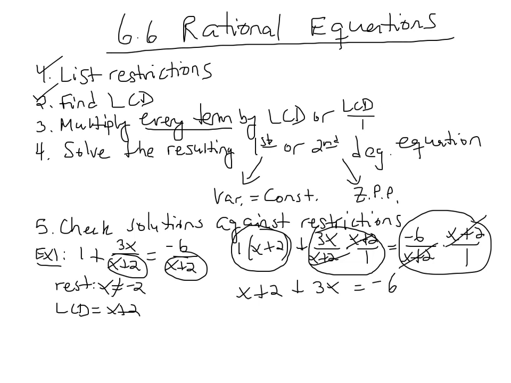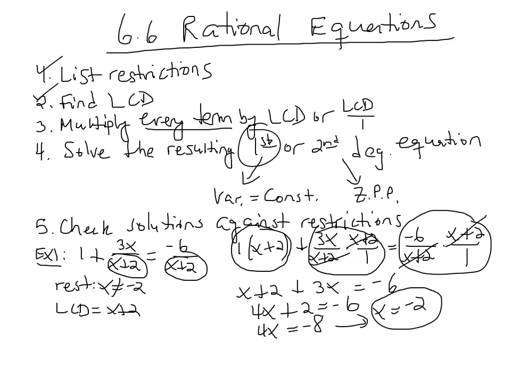We see we have a first degree equation. So we're going to get our variables all together here. 4x plus 2 equals -6. We'll subtract 2 from both sides. 4x equals -8. We will then divide by 4 and say x equals -2. But wait, we had a restriction at the beginning of this problem that said x cannot be -2. And here we are trying to say that it is -2, but it cannot be. So this problem actually has no solution.